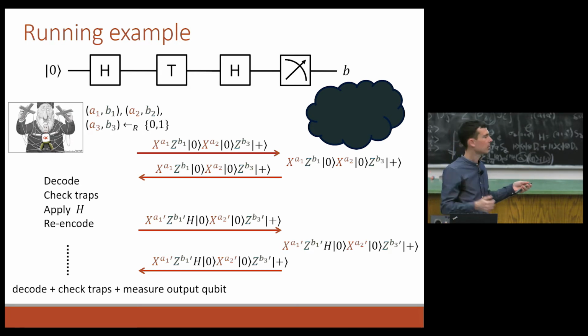And on top of that, it needs to do the decode. That's just applying Paulis, as before. Check traps, that's just measurements. That's as before. But yeah, apply the H gate. And if it was a T gate, it would be apply the T gate. And now I need my verifier to have the ability to apply a T gate. So I'm putting more weight on the verifier right now. We're going to get rid of that. Is that okay?